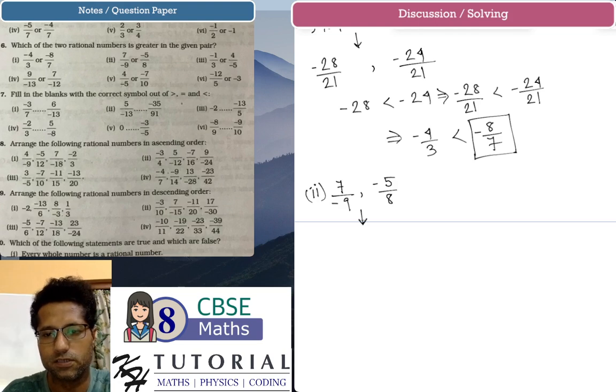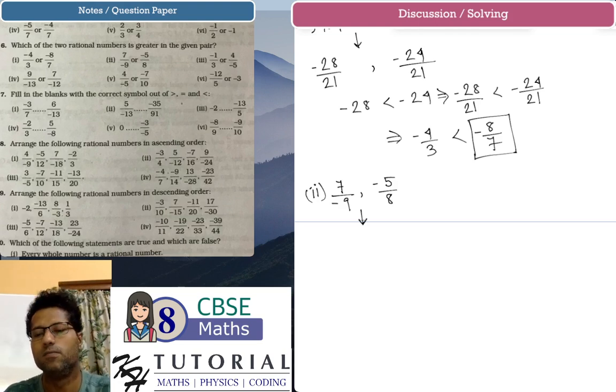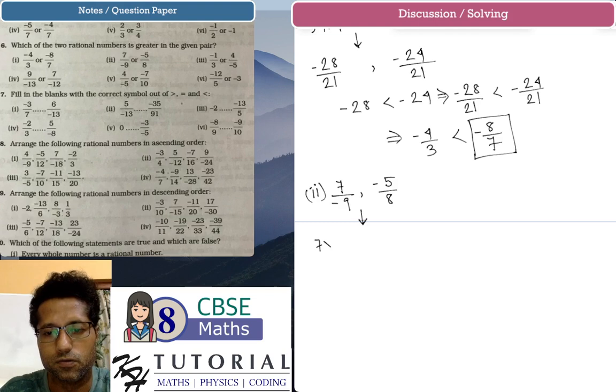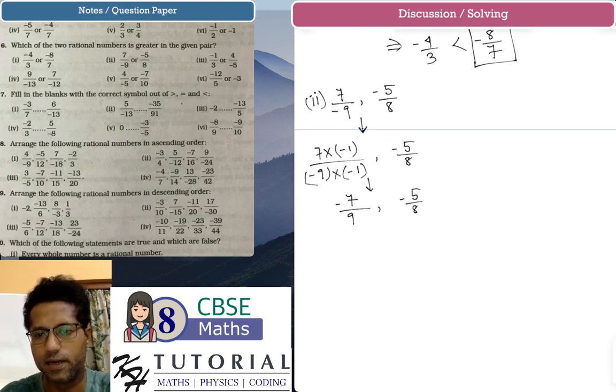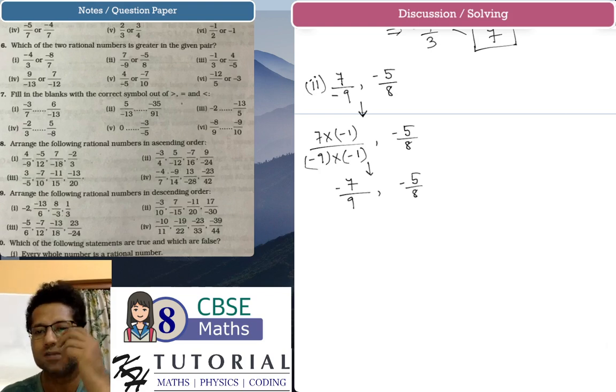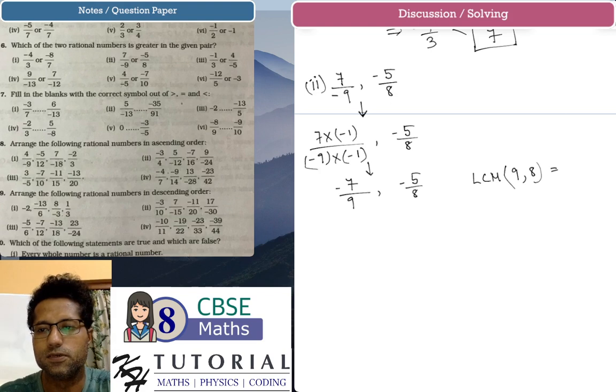To convert 7 by minus 9 to standard form, we have to multiply both the numerator and the denominator with minus 1. So we have 7 into minus 1 divided by minus 9 into minus 1, and this is minus 7 by 9. So this becomes minus 7 by 9 and minus 5 by 8. Now we can see that both the rational numbers are negative, but the denominators are different. So we have to find the LCM of the denominators, that is LCM of 9 and 8, which is 72.